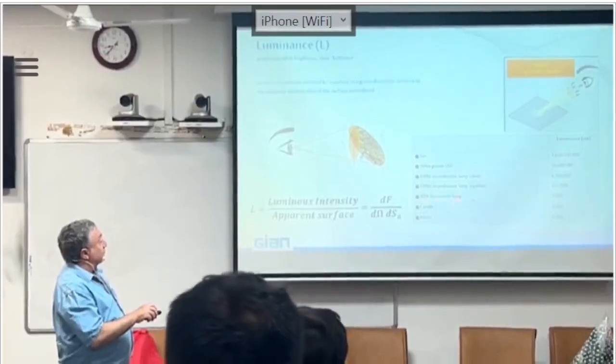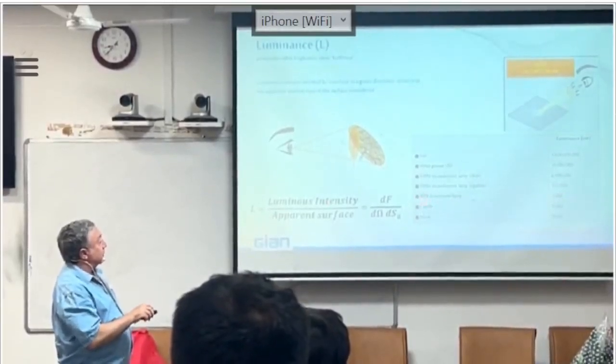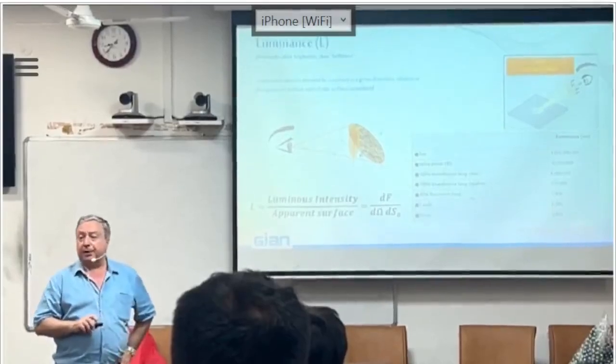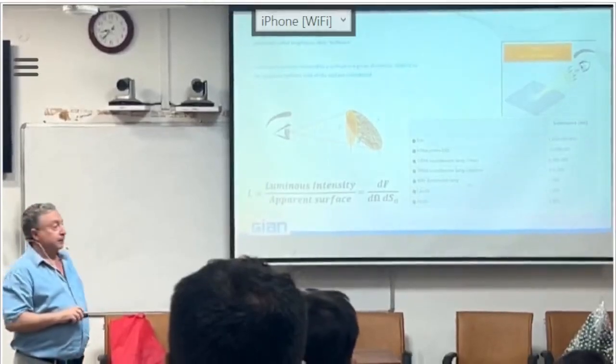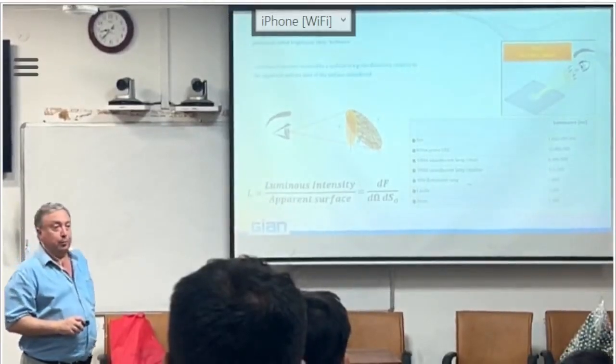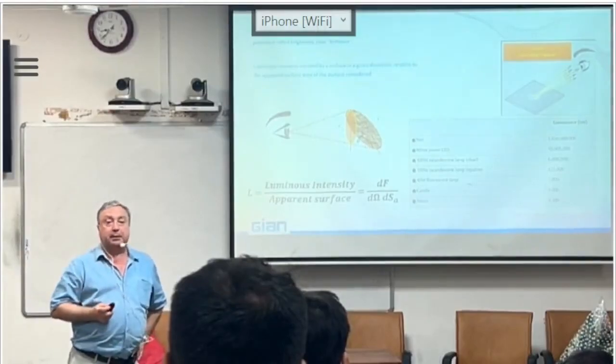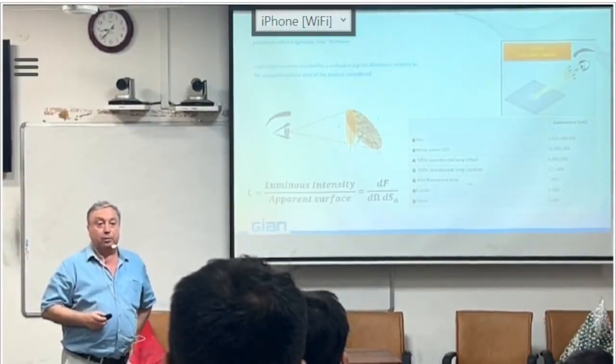A 100 watt fluorescent lamp, 7,000. A candle, 5,000. And the moon, 3,000 nits. The moon is not glaring. You can look at the moon, you will never get the impression that you are glared.